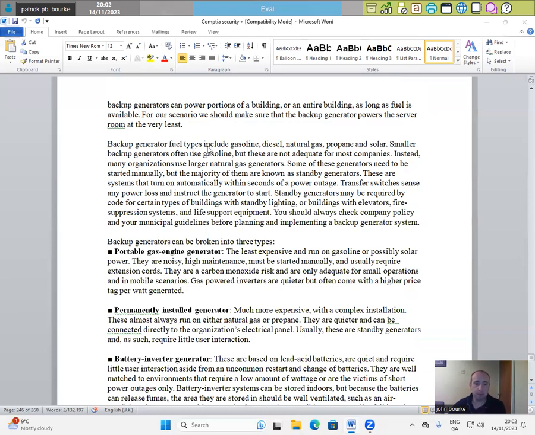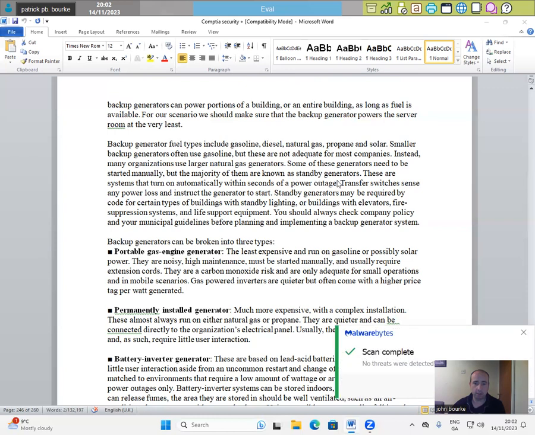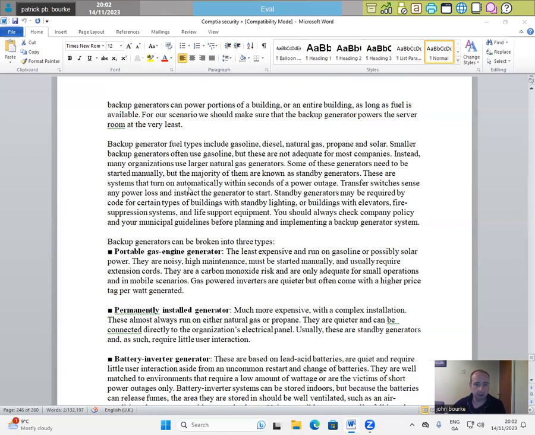Backup generator fuel types include gasoline, diesel, natural gas, propane, and solar. Smaller backup generators often use gasoline, but these are not adequate for most companies. Instead, many organizations use a larger natural gas generator. Some of these generators need to be started manually, but the majority of them are known as standby generators. These are systems that turn on automatically within seconds of a power outage. Transfer switches sense any power loss and instruct the generator to start.